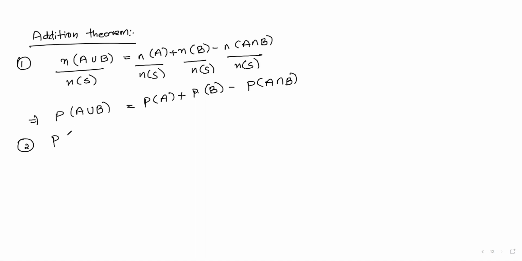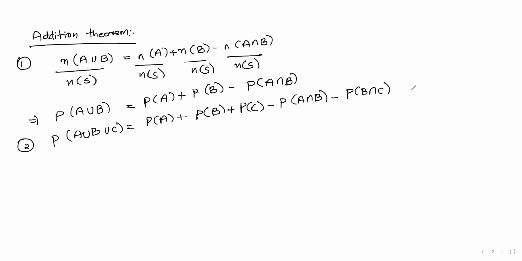Second, for the three events, A union B union C, this will become probability of A plus probability of B plus probability of C, minus probability of A intersection B, minus probability of B intersection C, minus probability of A intersection C, plus probability of A intersection B intersection C. Okay.